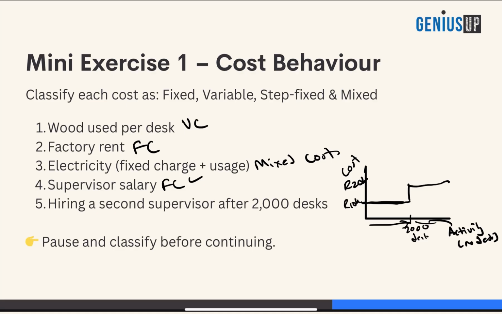So that's like a step fixed cost because it's fixed only for a certain range. However, if it goes out of that range, it jumps to a new fixed level, right? So the last one is going to be a step fixed.